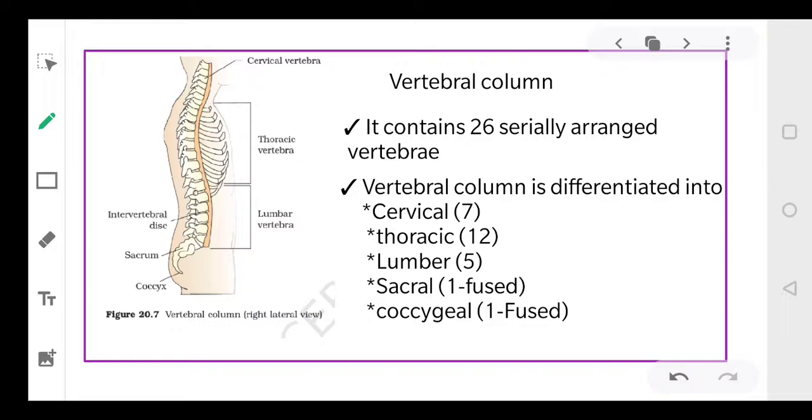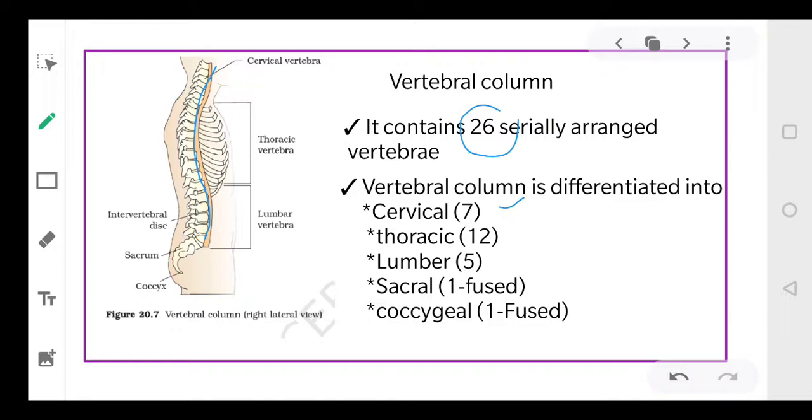Now coming to your vertebral column. Your vertebral column basically consists of 26 vertebrae. आपका जो vertebral column है, you can look into the diagram. This shows your vertebral column. So your vertebral column is basically made up of 26 serially arranged vertebrae. So 26 vertebrae मौजूद हैं यहाँ पर, and the vertebral column can be divided into the 5 basic types of vertebra. There are 7 cervical vertebrae.